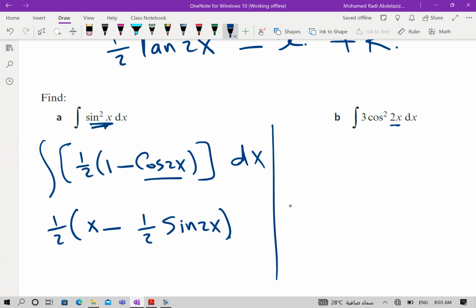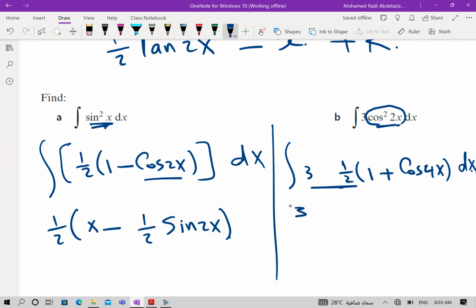Part B, cosine squared, keep 3. Remove cosine squared 2x and write what? We have 1 plus cosine what? 4x. Then by dx. So we can write this number as 3 over 2. Then start to integrate. Integrate of 1 is x. Integrate of cosine 4x is 1 over 4 sine 4x. Then plus constant of integration.